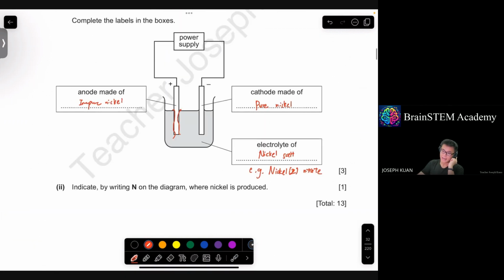Indicate by writing N on the diagram where nickel is produced. So when we strip away the impurities, right, we should expect nickel to form at the cathode where deposits are made. Right, depositing occurs at the cathode. Right, so okay, we labeled that.